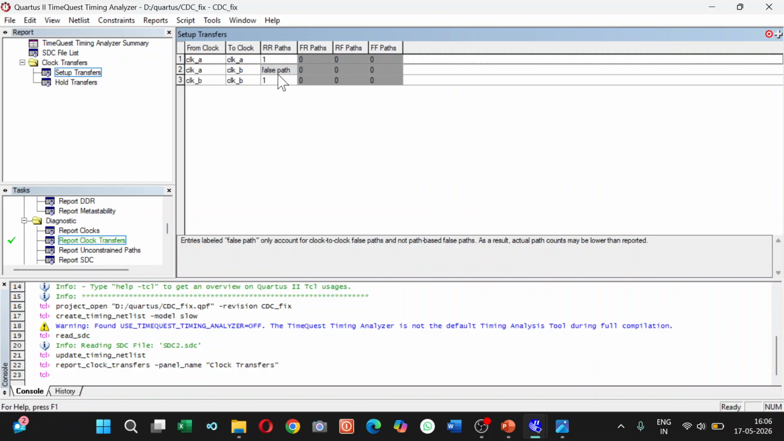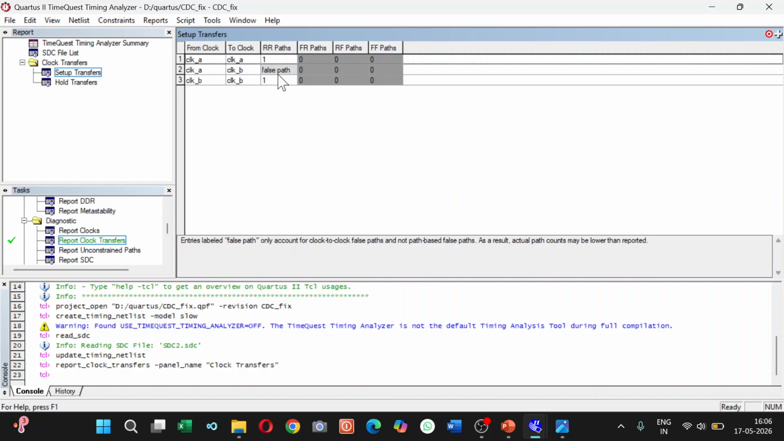Okay, so what does that false path show? It shows that these two blocks, clock A and clock B, have no fixed phase relationship, meaning they are not synchronous, and edges can occur at arbitrary times. Now the question arises: why is this needed?